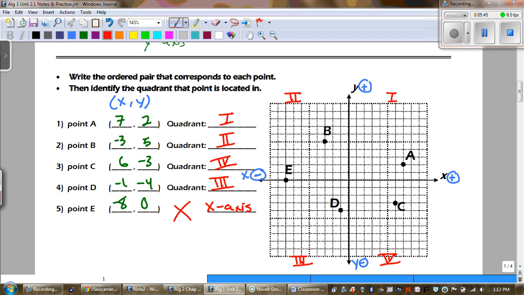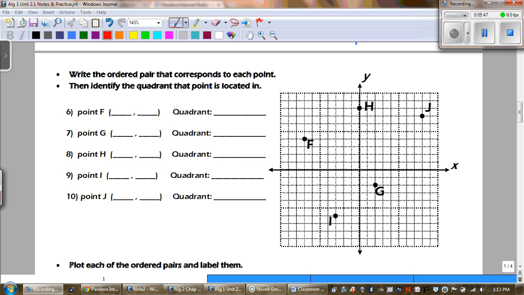All right, let's go ahead and flip it over. Okay, we're doing the exact same thing here, except this time I'm going to let you guys do it all on your own. So go ahead and pause the video, and when you turn it back on, 6 through 10 will be done. Good luck.